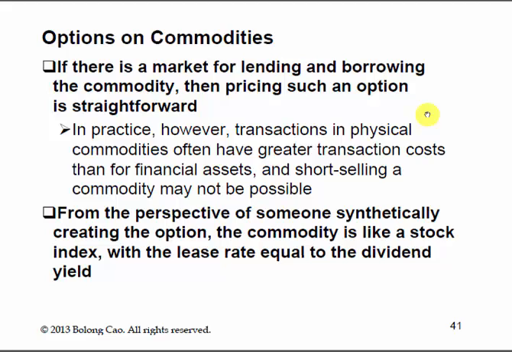So, from the perspective of someone synthetically creating the option, the commodity is like a stock index. If you borrow it and short sell it, there will be a leasing rate paid to the underlying. So it's equivalent to the dividend yield on the stock. Okay. So if you can borrow and sell the commodity, then you can apply the binomial formula, and the leasing rate on that commodity will be in the place of the dividend yield.